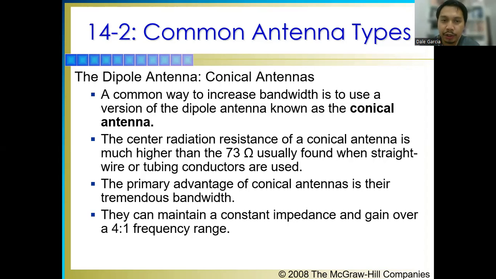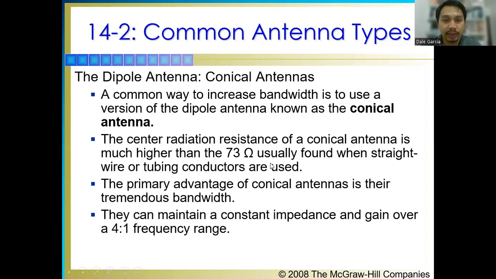I'm not sure if the intention in introducing the conical antenna is whether it's a category or not. But a conical antenna is a common way to increase bandwidth. So use a version of dipole antenna known as conical. So it's not totally a different category of antenna, because dipole antennas could be manipulated to become a conical antenna.